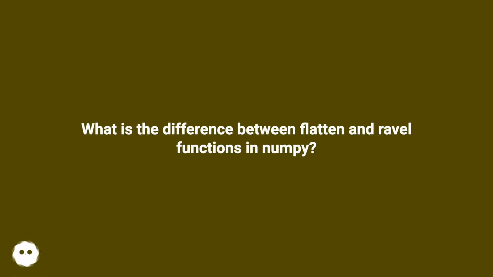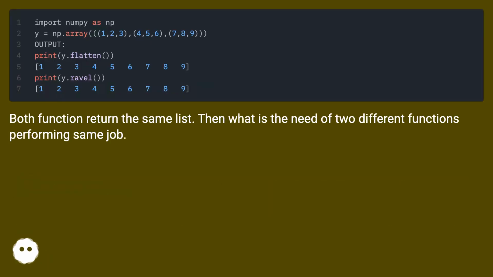What is the difference between Flatten and Ravel functions in numpy? Both functions return the same list. Then what is the need of two different functions performing the same job?